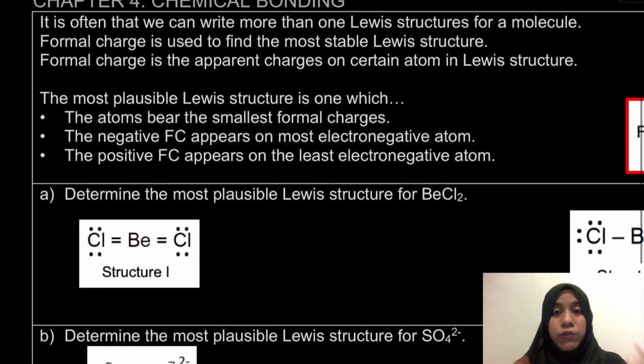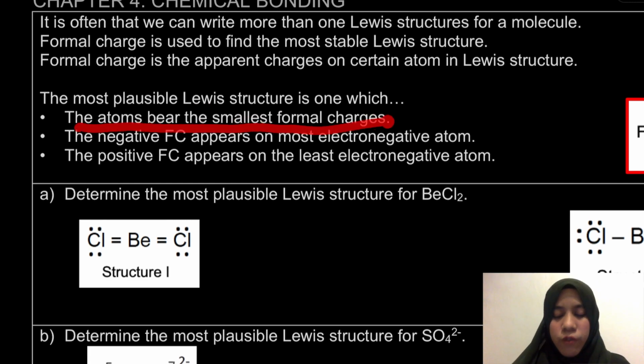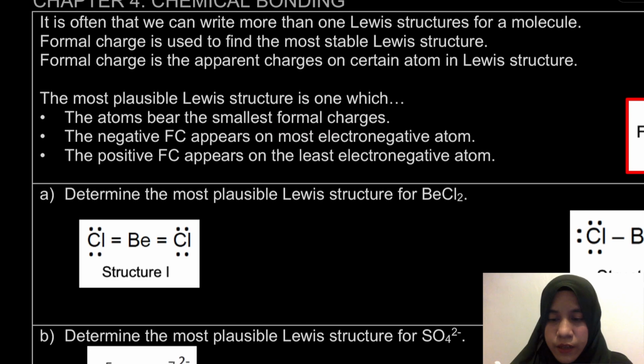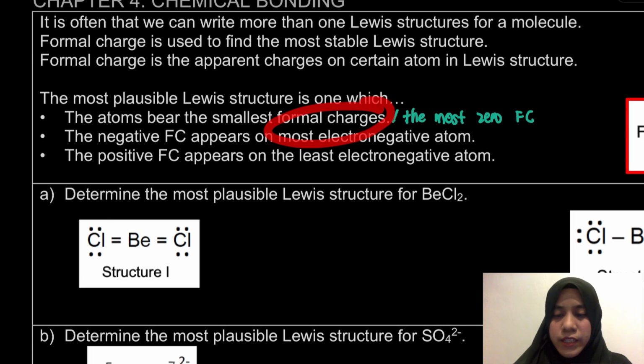For example, we have 2 different Lewis structures. What we have to do next, after calculating the formal charge, is determine which one is the most stable, the most plausible, the most possible Lewis structure. The first reason we're going to look at is that the atoms bear the smallest formal charge. This means it has the most zero formal charges. At the smallest formal charge, what we're going to take here is 0. So it's either this one.